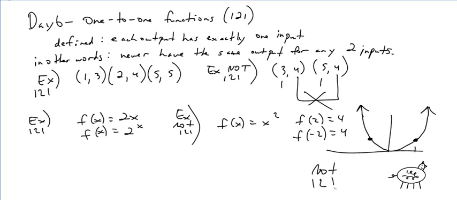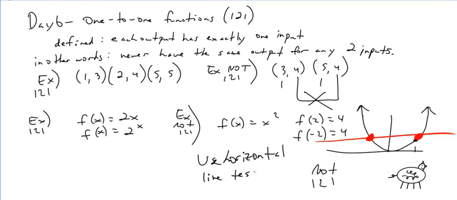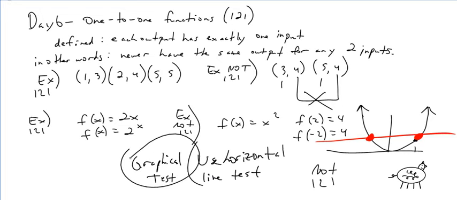Well, basically what you do is the horizontal line test. I know you guys are used to the vertical line test to see if it's a function. Well, to see if it's one-to-one, you do horizontal. If it hits in two places, then it is not one-to-one. So I'll write on here: use horizontal line test, and that's for a graphical test. All right, so pretty easy, right?